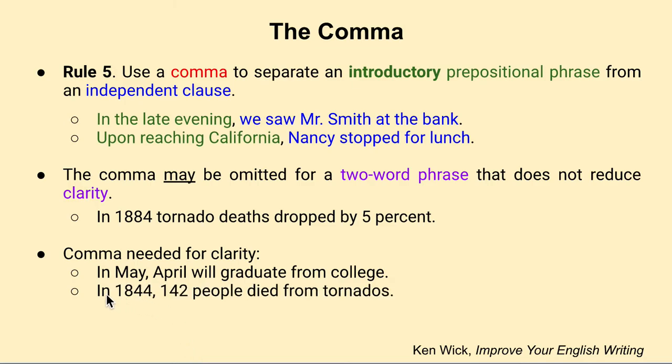Another example is when you have numbers adjacent to each other. In 1884, 142 people died from tornadoes. So if you didn't have this comma here, these two numbers adjacent to each other may lead to confusion.